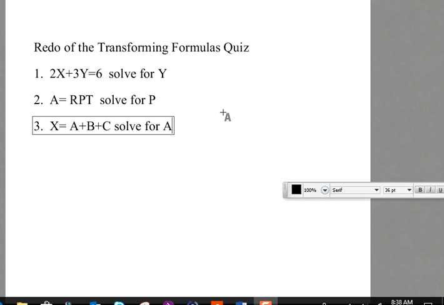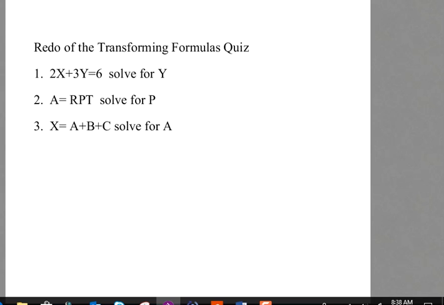Okay, you guys, so here are the 3 problems that I want you to do. This is the redo of your Transforming Formulas quiz. Okay, so for question number 1, you're going to solve for the y. You're going to get the y all by itself. For question number 2, you're solving for the p. And for question number 3, you're solving for the a. You want to get the a all by itself.